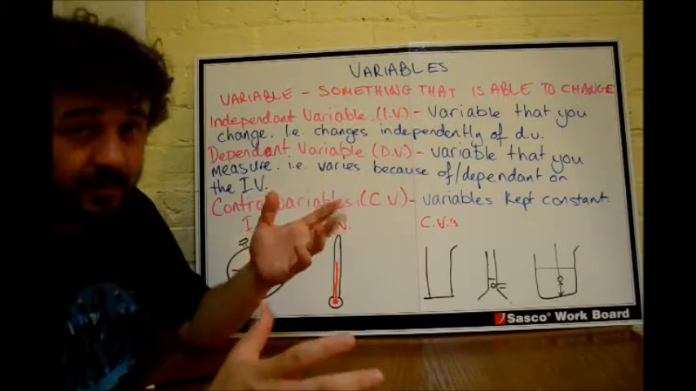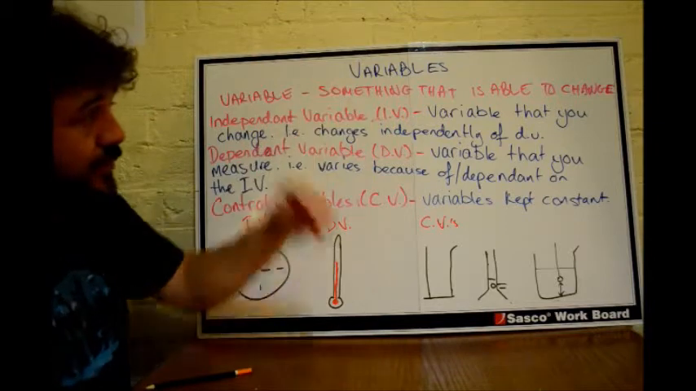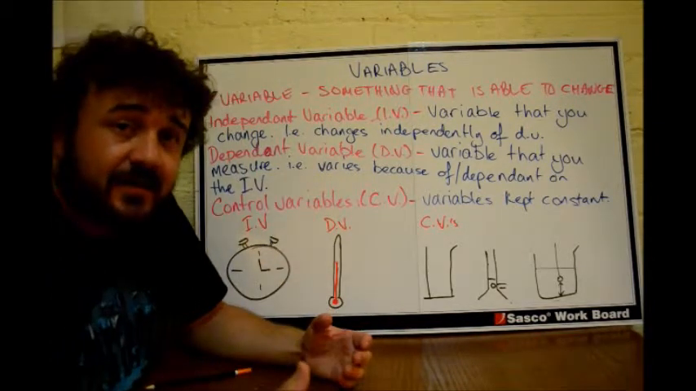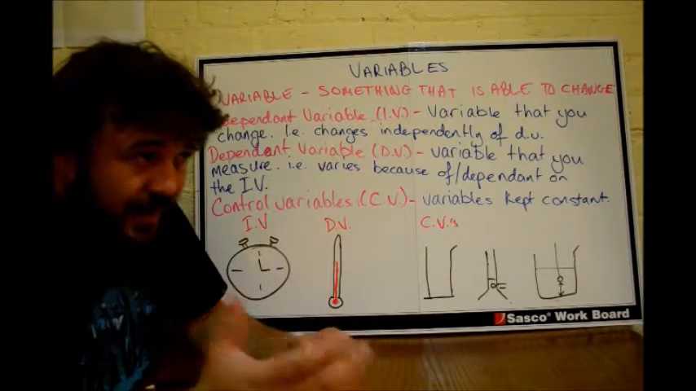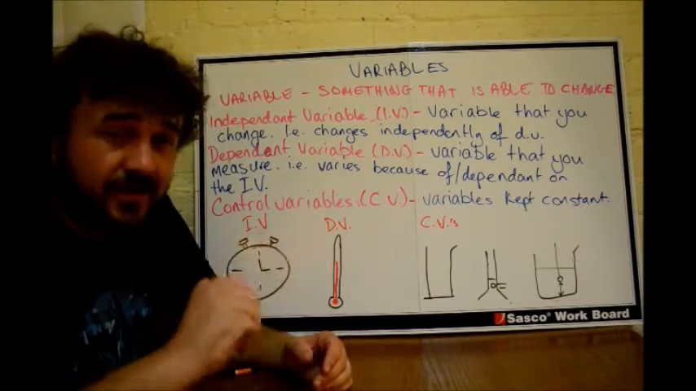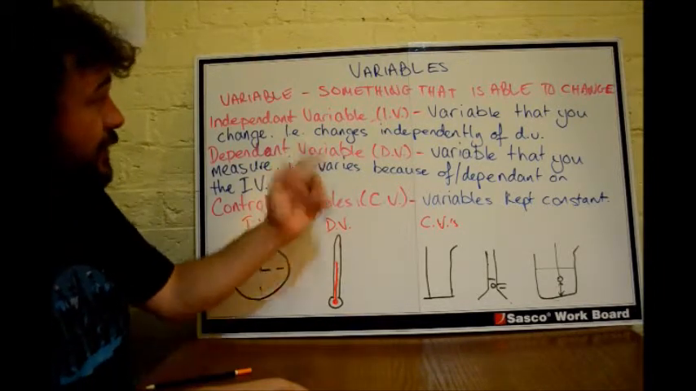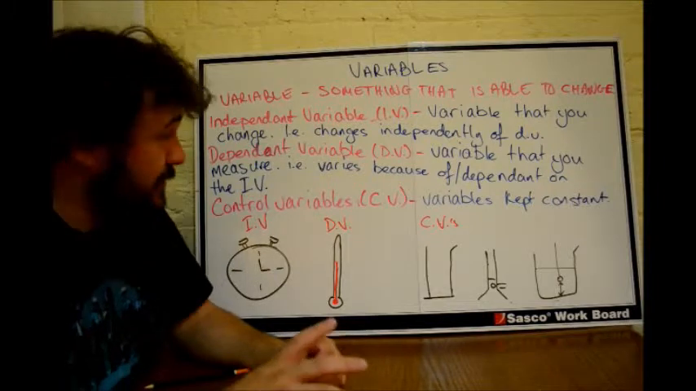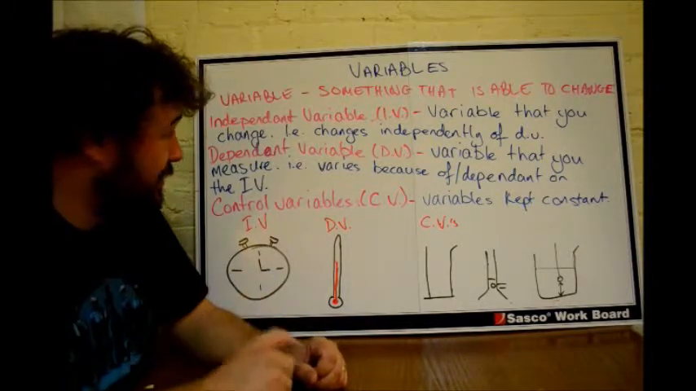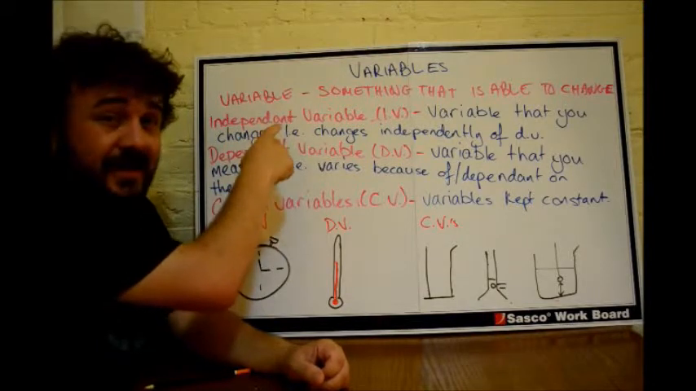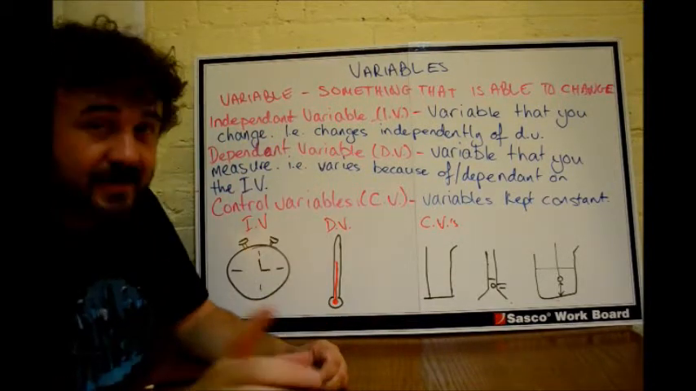So, first, a variable is something that's able to change. When you do an experiment or a practical activity, anything that can change is a variable. Now, there are three types we're concerned with. First is the independent variable. Quick note, when I was writing this up, I spelled independent with an E. Doesn't matter, fix it up on your own.